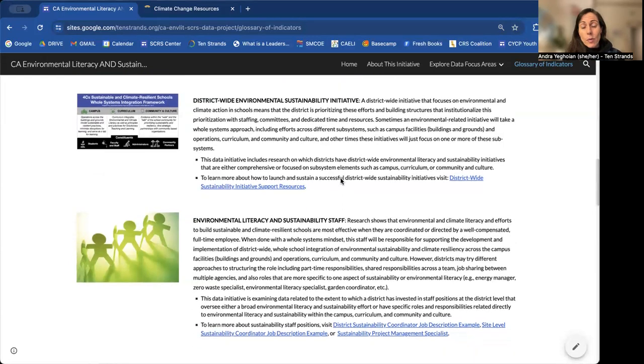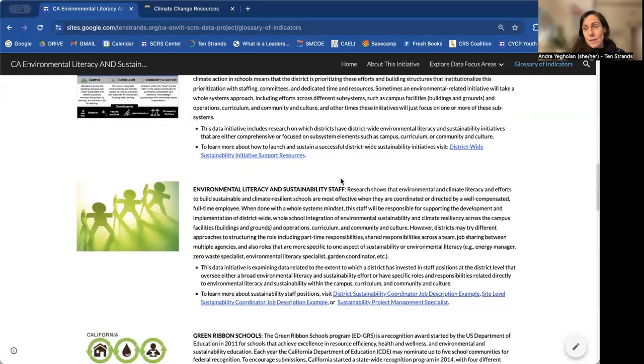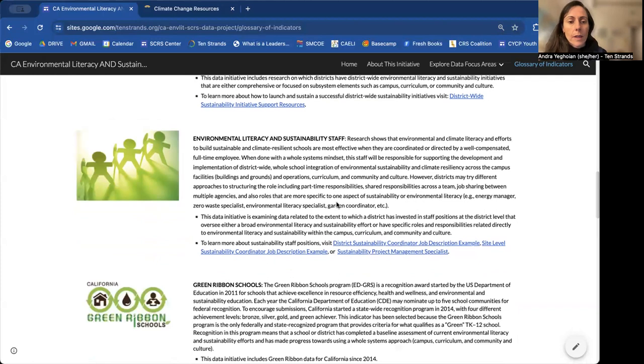Now, really importantly, we're also looking to see, is there an investment in sustainability staff? Research shows that if a school or school district has invested in staff, those initiatives are going to be much stronger because there's somebody to oversee it. So we're looking to see, is there a well-compensated employee? Are they part-time? Are they full-time? Is there a volunteer doing any of this work? Really trying to look for evidence that there's somebody who's tasked with this as part of their job responsibility.